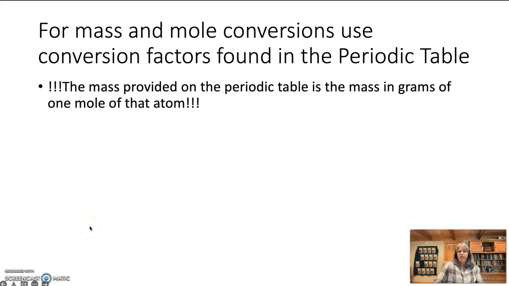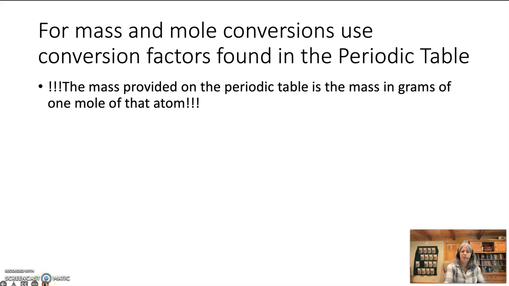Okay, so it's really quite simple. We've done other conversions before, converting feet to miles and different things like that. We can easily convert mass to moles and moles to mass as long as we know the conversion factors. And these are all provided in the periodic table. So this is the key thing to understand about chemistry: the mass that is provided on the periodic table is the mass in grams of 1 mole of that atom. 1 mole of that atom, that means 6.022 times 10 to the 23rd atoms, will have the mass in grams that we read from the periodic table.